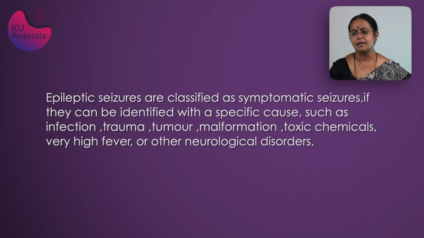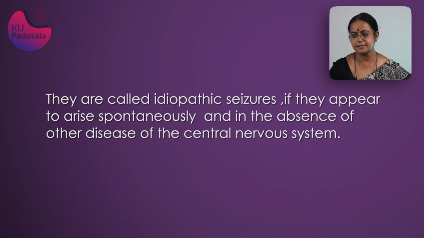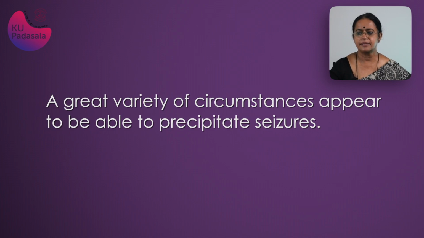Epileptic seizures are classified as symptomatic seizures if they can be identified with a specific cause such as infection, trauma, tumor, malformation, toxic chemicals, very high fever, or other neurological disorders. They are called idiopathic seizures if they appear to arise spontaneously and in the absence of other disease of the central nervous system. A great variety of circumstances appear to be able to precipitate seizures.